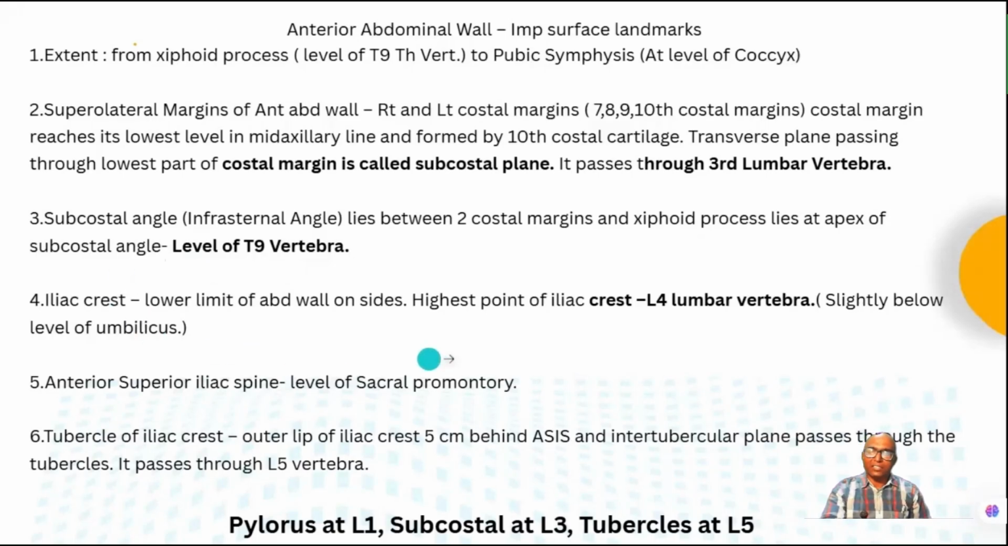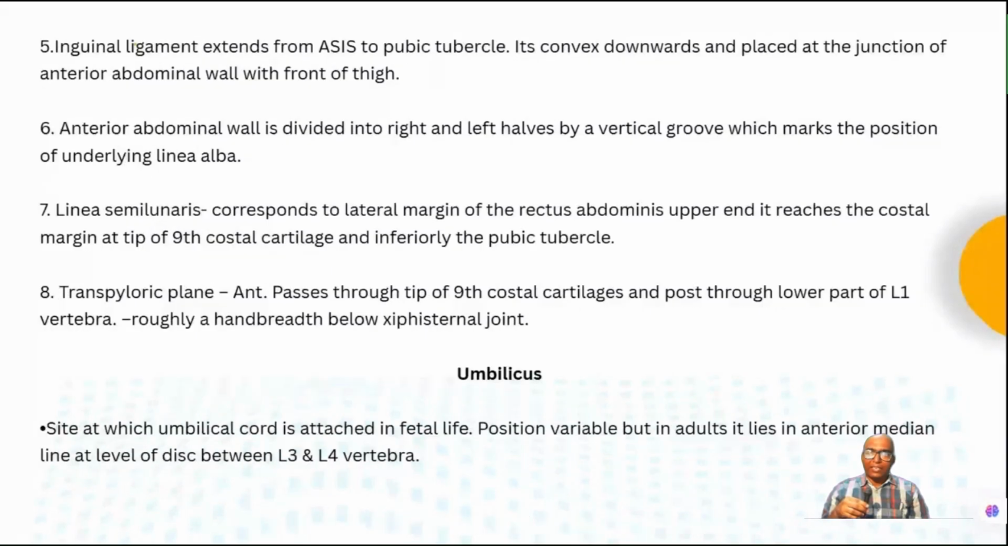Okay, so these are the things which you should correlate from the anatomy point of view. Then the anterior superior iliac spine corresponds to the lateral margin of the rectus abdominis upper end, so linea semilunaris.